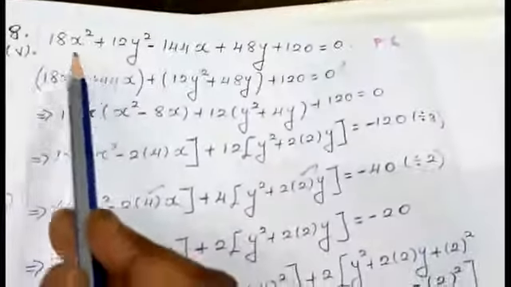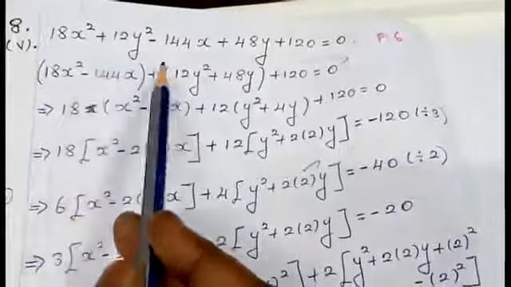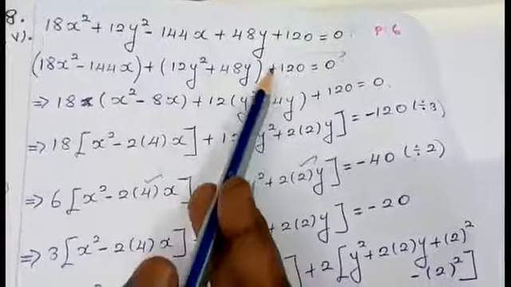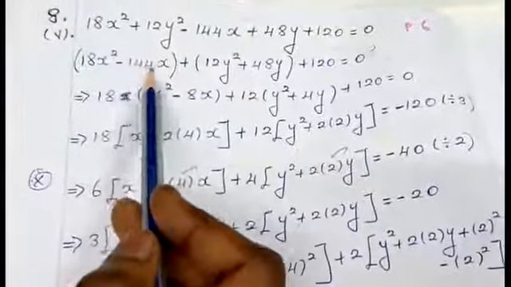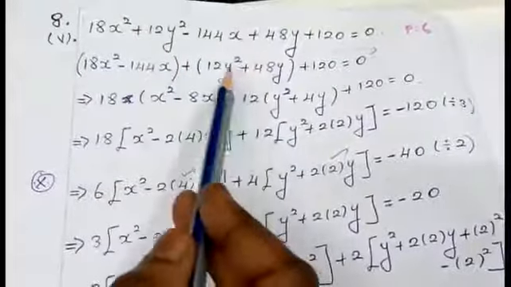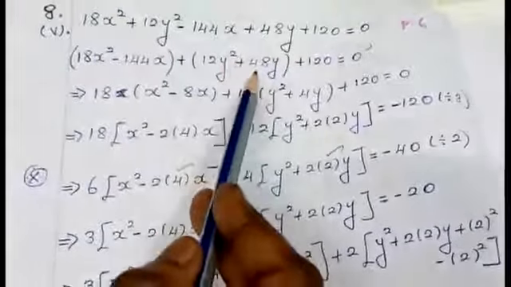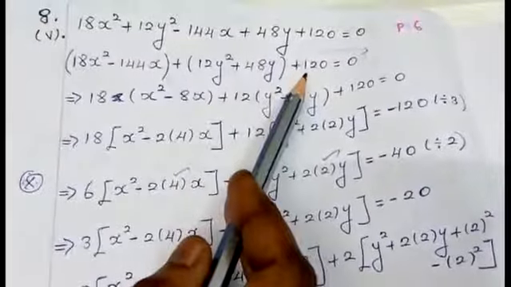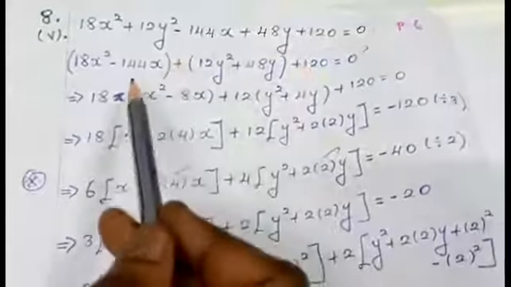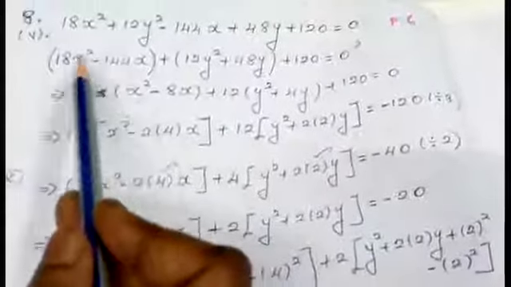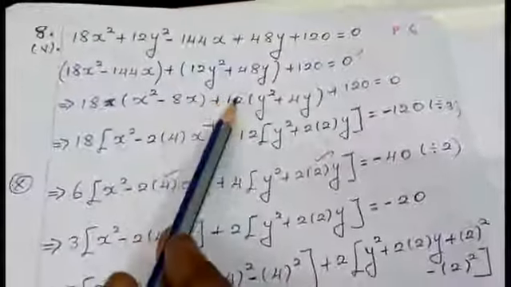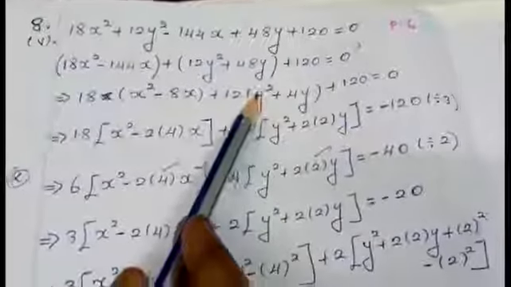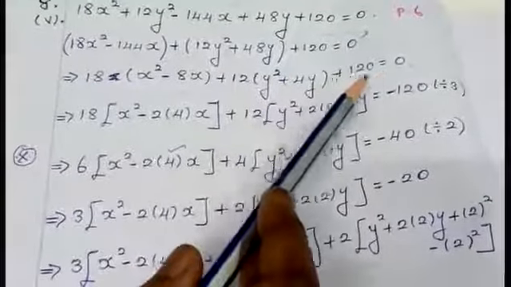How we are going to simplify is, I am just pairing the x terms and y terms, then the constant separately. So in this case 18x square minus 144x, I am just putting it in the bracket, and the y square and y terms I am putting in the bracket. Constant I am writing separately, students. After doing this work, I am just taking the number alone out: 18 into x square minus 8x, plus 12 into y square plus 4y, plus 120 equal to 0.